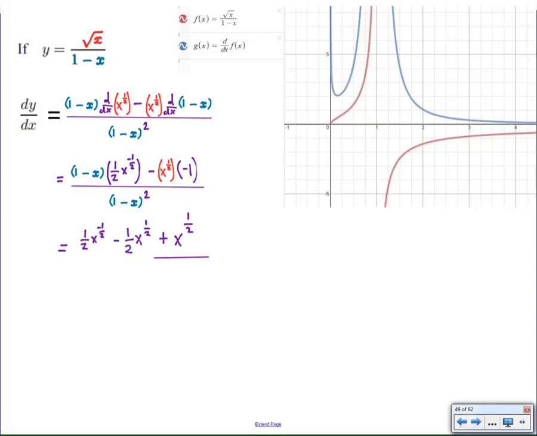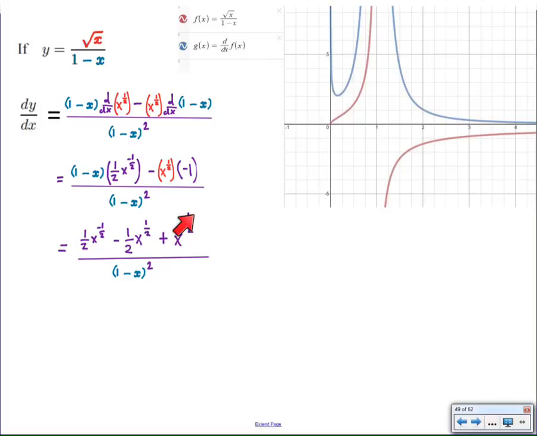And now all I'm going to do is distribute this half x to the negative half into the 1 minus x, so that's here and here. And then I'm going to take the opposite of negative x to the 1/2, which gives me a positive x to the 1/2. Notice, by the way, when I multiply 1/2 x to the negative 1/2 times 1, it's just itself. When I multiply 1/2 x to the negative 1/2 times x to the 1, we're going to have minus x to the 1/2, because 1 plus negative 1/2 equals 1/2. In other words, when you multiply numbers of the same base, add the exponent. So that's where that 1/2 came from.